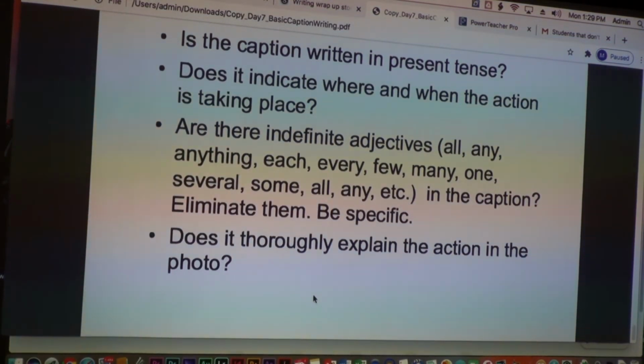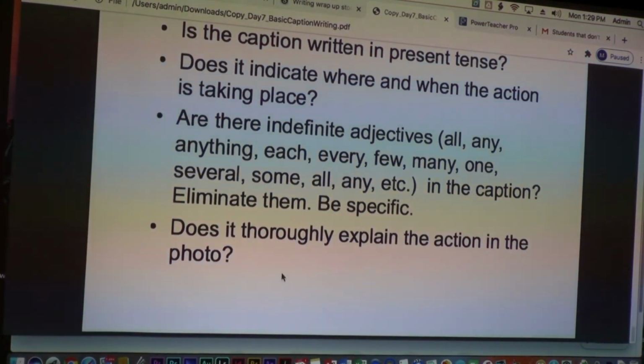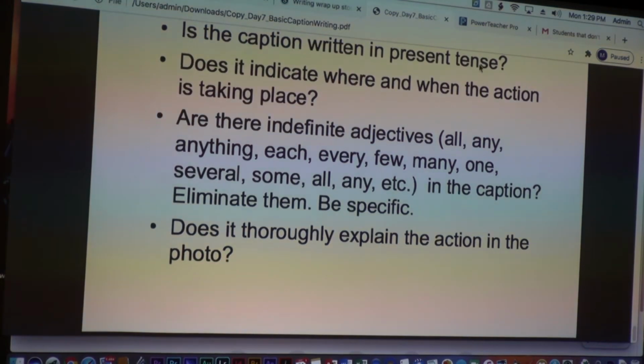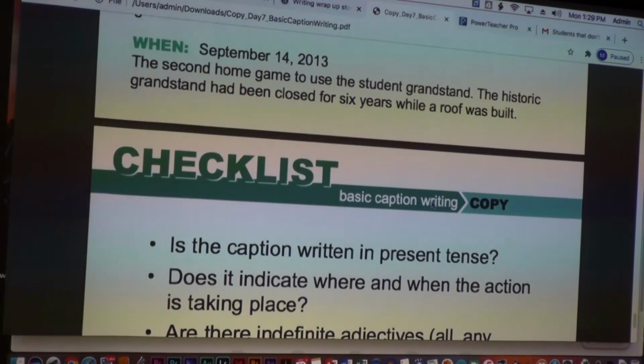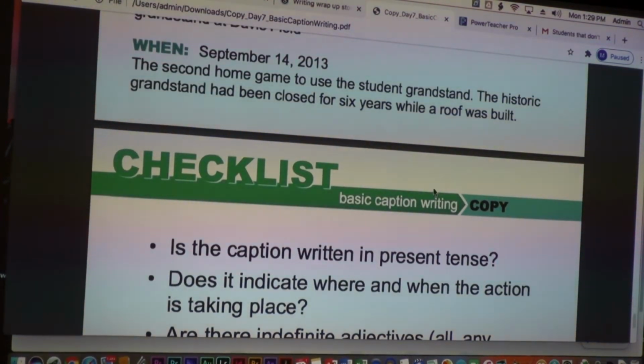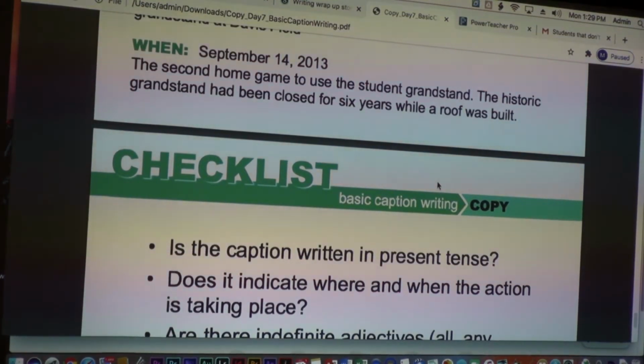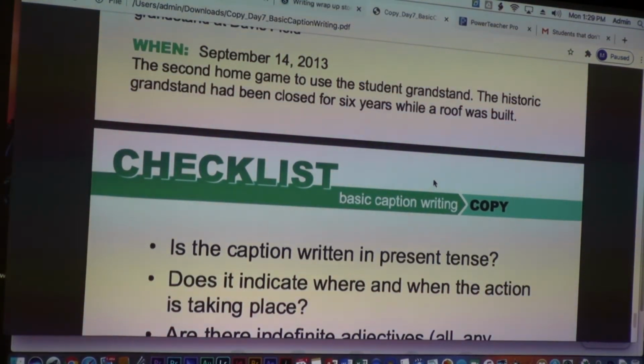Captions are not very long. Captions are not stories. Captions are like leads. They're just short. Okay. Are there any questions you have about captions right now? You're doing who, what, where, when, that's it. No questions.